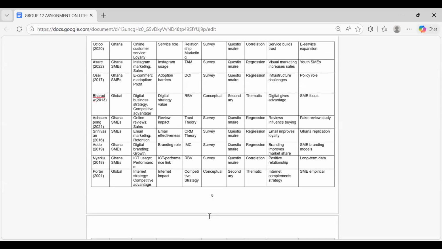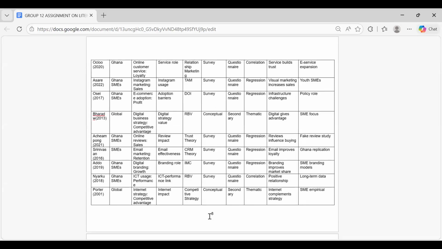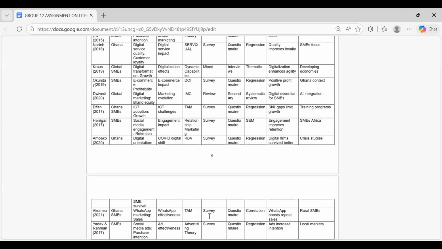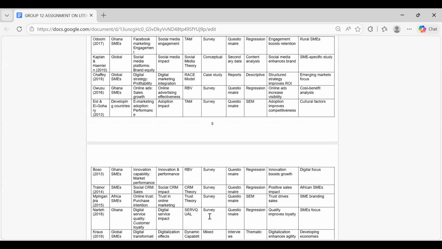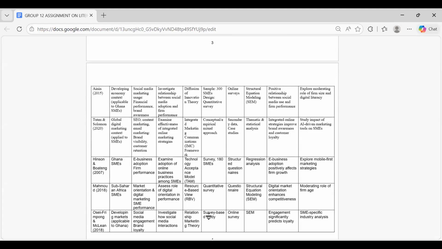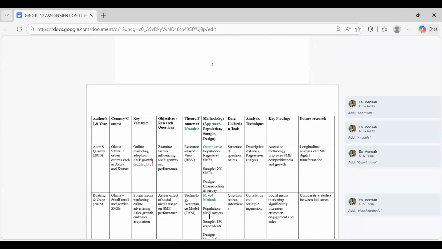So we can confidently say that within the Ghanaian context, most of the studies that have looked at social media marketing vis-a-vis SMEs appear to prefer quantitative methodologies, with questionnaires being the dominant data collection tool, with regression analysis being the preferred technique. The sample size seems to be between 160 SMEs to 300, which seems to be the biggest number.